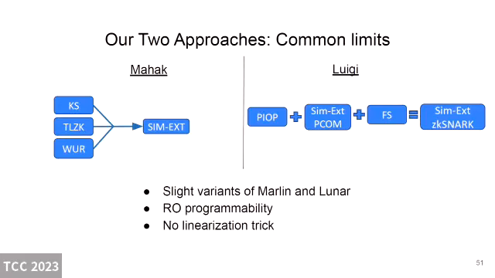We also share some common limitations. In particular, we are not able to capture Marlin and Lunar as they are described in the original papers, but just slight variants of these protocols. We both require programmability of the random oracle, and we are not able to capture the fully optimized IOPs, in particular the ones that are actually deployed in the real world. For example, there is this Mohler trick or linearization trick that we are not able to capture. Even though these seem like open problems, there is some ongoing work on basically all of these three bullet points. So hopefully they will be fixed soon.